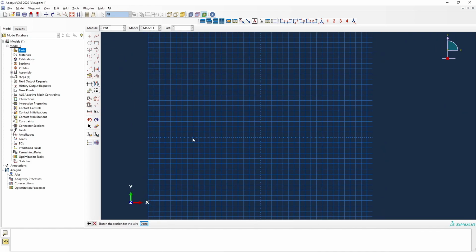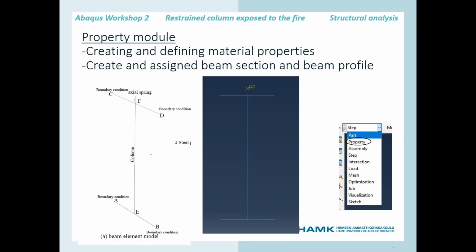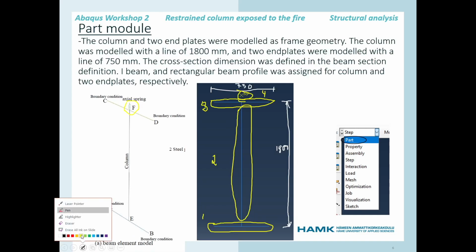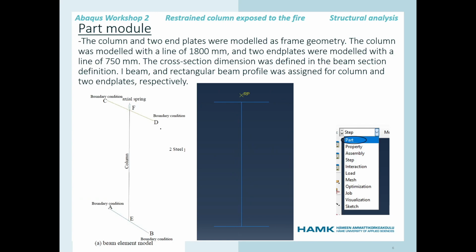Okay, so now I would like to make a part in a way that I have this point at 0, 0. I would like to make this point, the connection between the column and the end plate, at 0, 0 in my final assembly. Which means that I create the first point of the column at 0, 0, and then this is 0, 1800.